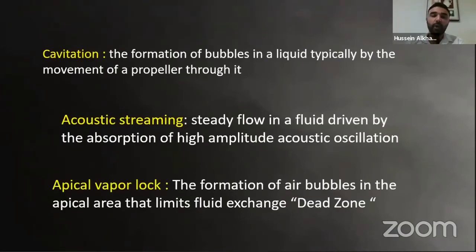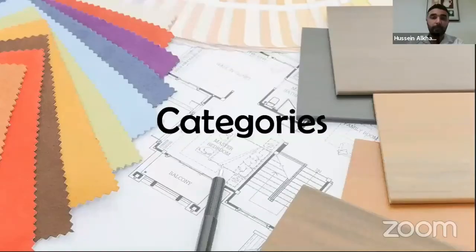Apical vapor lock. What do we mean by that? It's the formation of air bubbles in the apical area that limits fluid exchange and produces what is called the dead zone. This air bubble formation in the apical 2 to 3 millimeters will reduce the efficacy of the irrigation agent to penetrate and well address this important area. So apical vapor lock should be kept in mind and dealt with properly during the irrigation procedure.